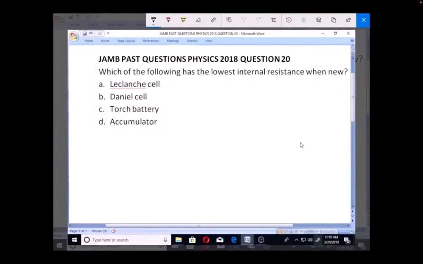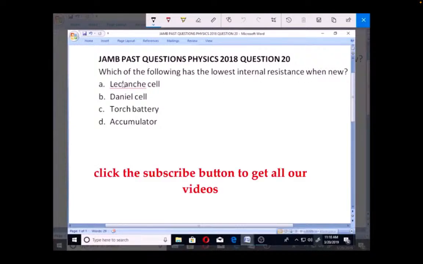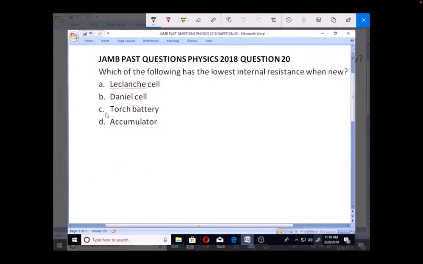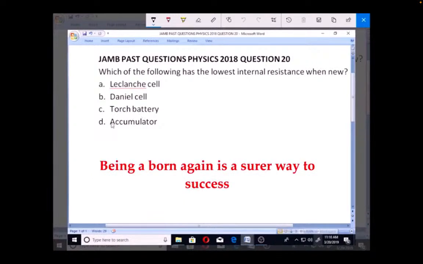Look at this question number 20 for JAMB Past Question Physics 2018. Which of the following has the lowest internal resistance when new? A, Leclanché cell. B, Daniell cell. C, Torch battery. D, Accumulator.